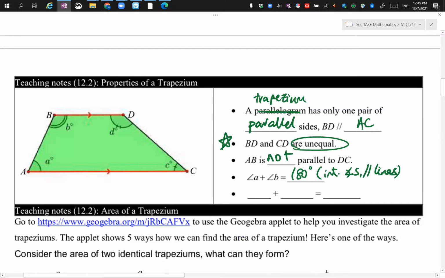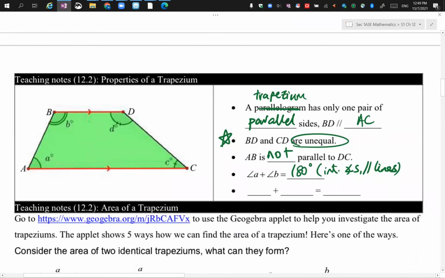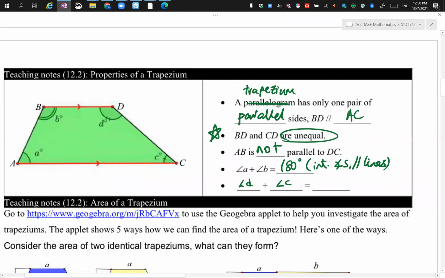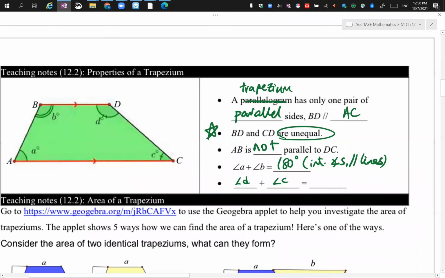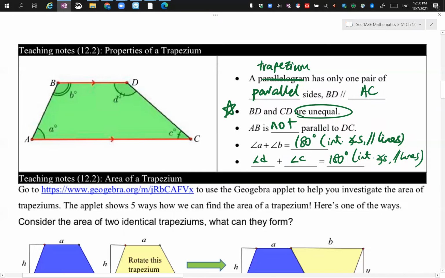Okay, next. What about the other two angles? Angle D and angle C. What will it give us? Same, 180 degrees. Interior angles, parallel lines. Okay? So keep on revising so that you have an easier time. Let's move on to the GeoGebra.